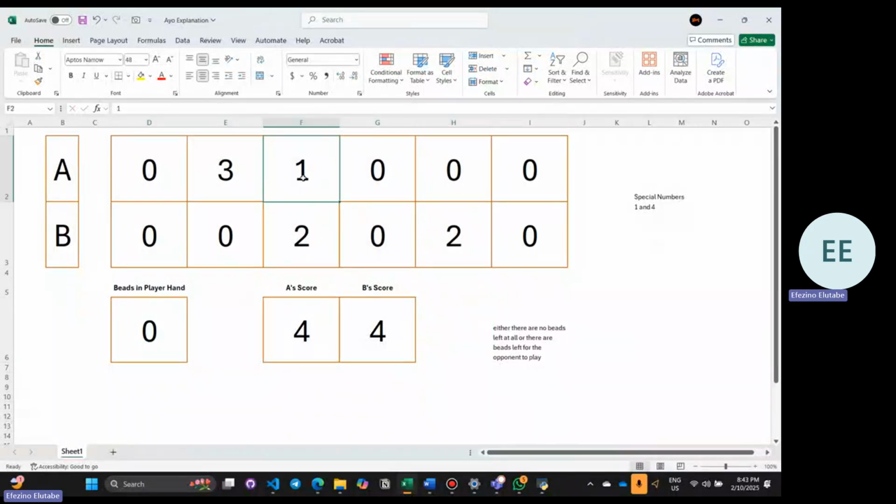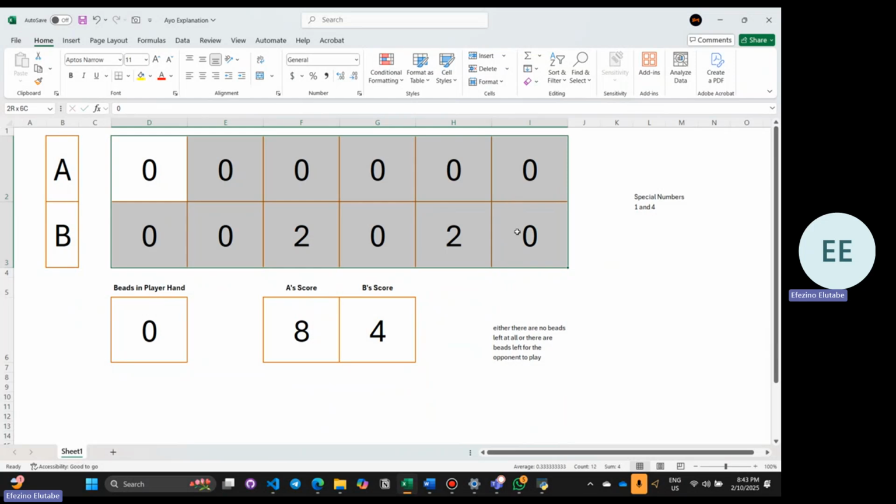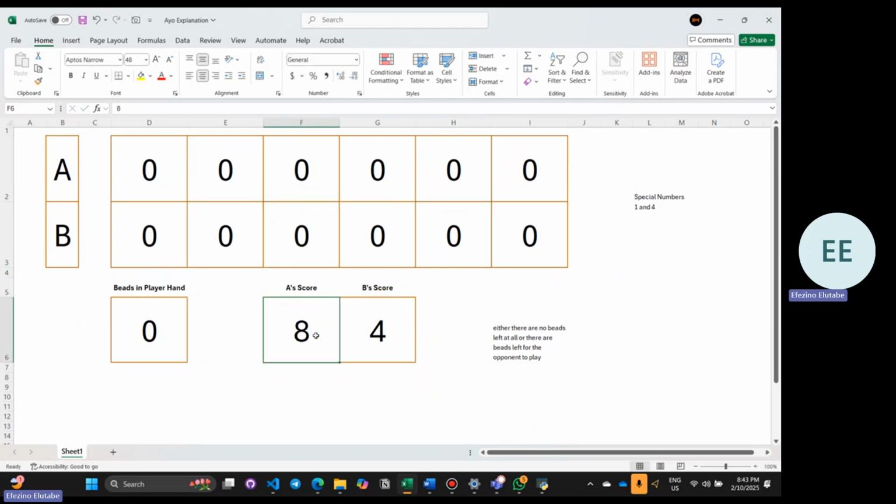Player A can then choose to play from this house. So 0 and 4 is a special number. I take it as points for myself, so it's also 4. Right. Now, there are just 4 bids left. And if there are 4 bids left on the board, the person who scored last, in this case player A scored last, will then take all those bids on the board for himself. So player A took all the remaining 4 bids since he scored last.